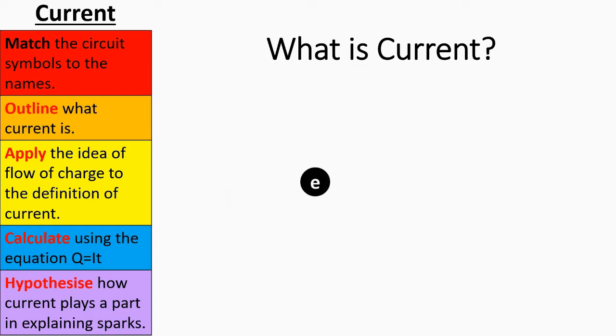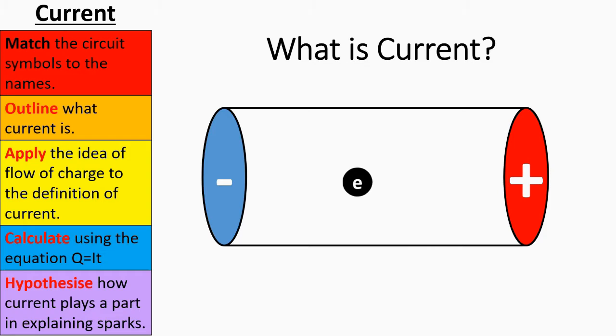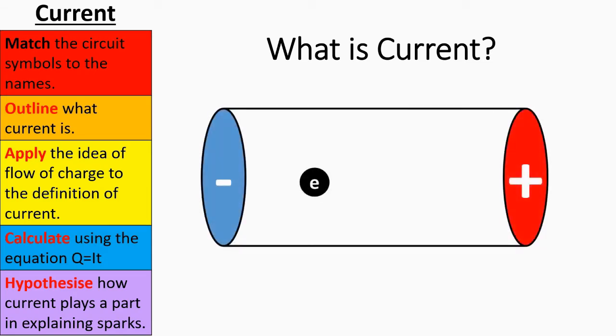Let's take our model one step further. So here we have the two plates, but this time they're at either end of a tube. What's going to happen? Well, the same thing. The physics is the same. So the electron will move from the negative towards the positive. This is now our most basic model of what the inside of a wire looks like.